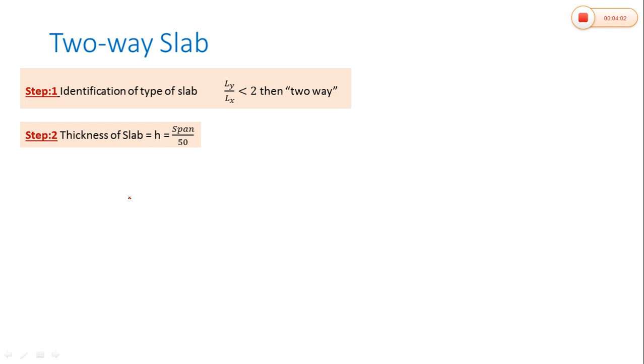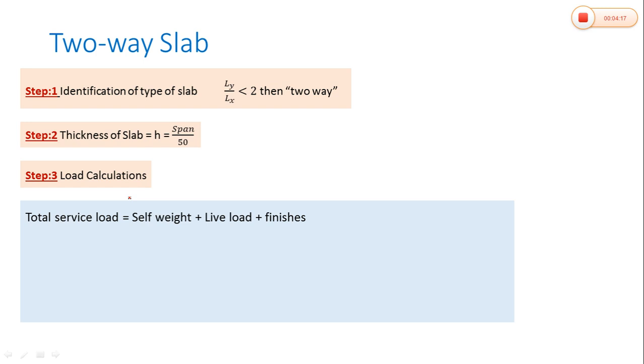So once we get the depth or the thickness of that particular slab, in step 3 we are going to calculate the loads, because we require this load for the analysis. So how are we going to calculate the loads? In load calculations, we are going to calculate the total service load, which is nothing but the addition of self weight of slab, live load acting on the slab, and floor finishes if we have.